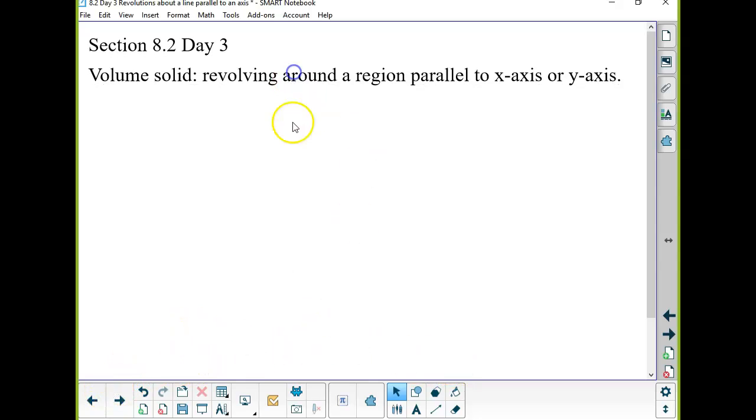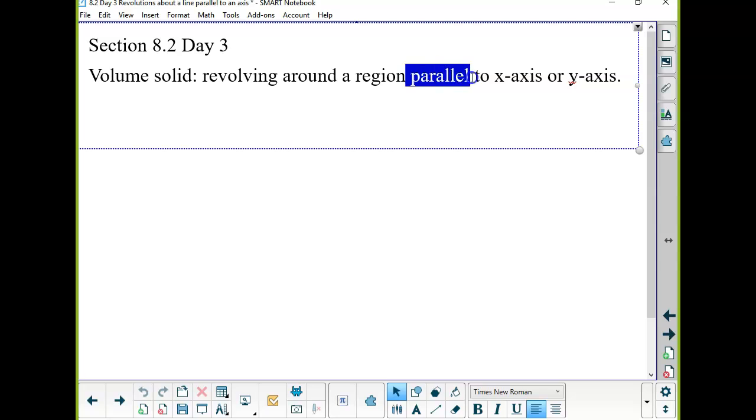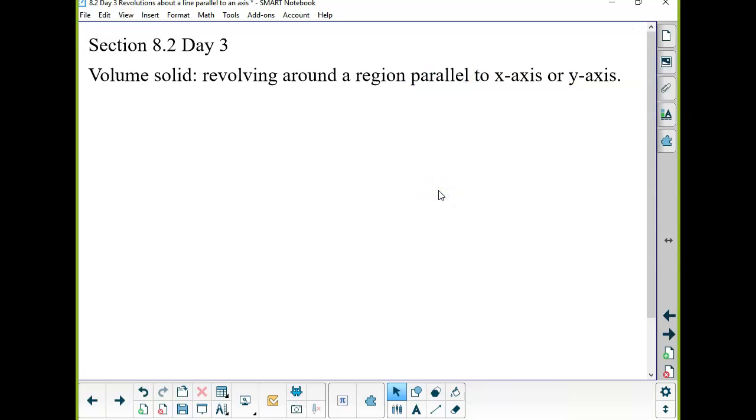Okay, so we've got our last day of revolving solids and doing volume, but now we're going to be parallel to an X or a Y axis. So we're still taking that same idea. We could have a washer, we could have a disc, but now instead of being directly revolved around an X or a Y axis, it could be a line parallel to that. So the only difference is how we interpret the radius. Otherwise, the same work is true that we did the last week and a half.